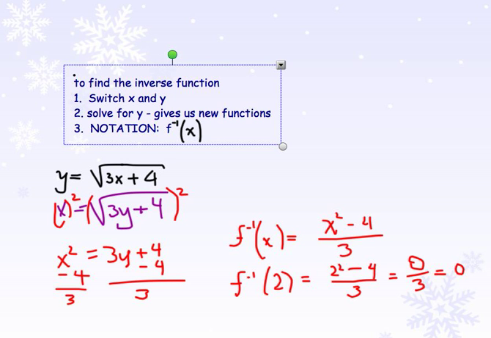All right, so copy this down. The notes. First of all, to find the inverse function, switch the x and y. Solve for y. That will give us new functions. And then write it with the correct notation of f negative 1 of x.